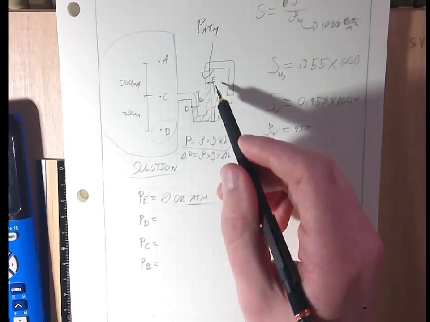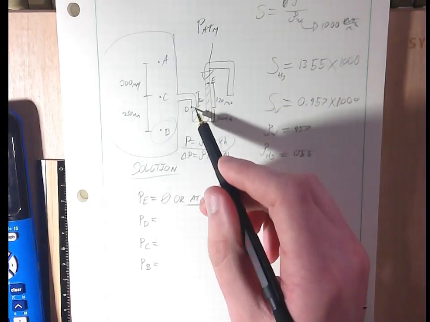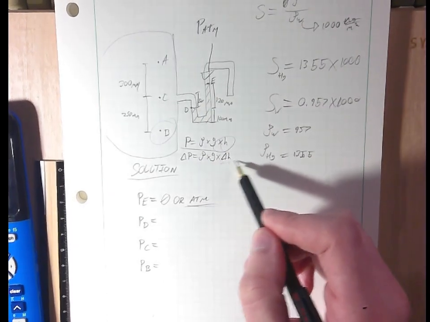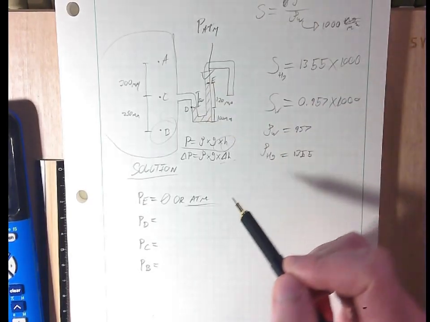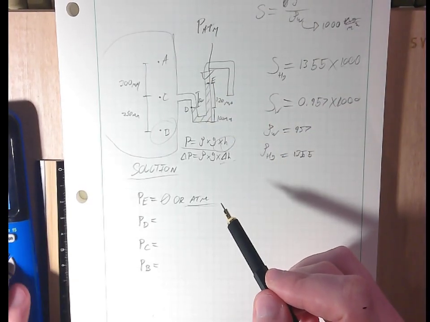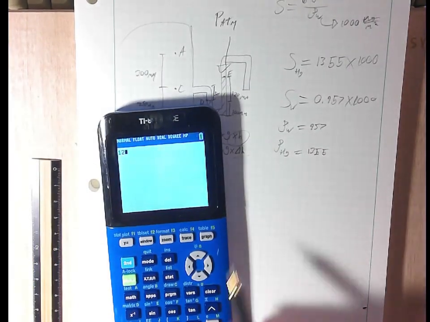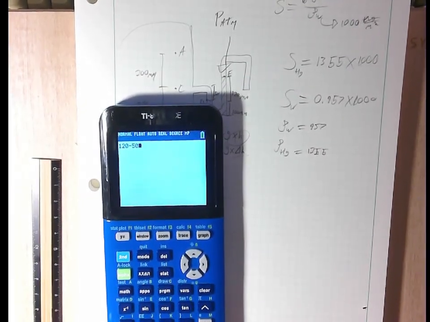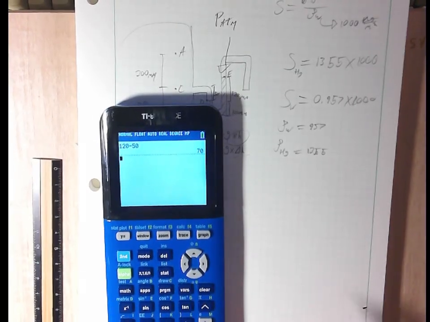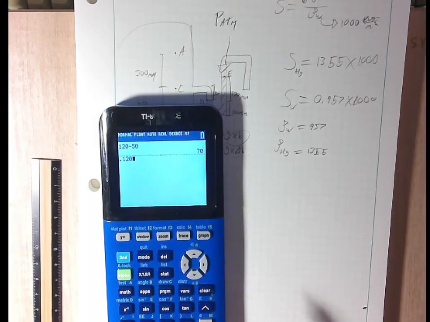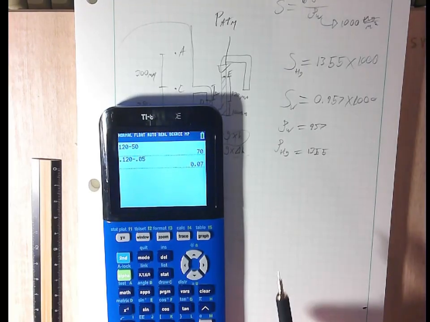So now at D, well, what's the height difference here? Change in pressures, change in height here. So this is going to be 120 minus 50. But you also have to remember this is in millimeters, so it's actually 0.120 minus 0.05.